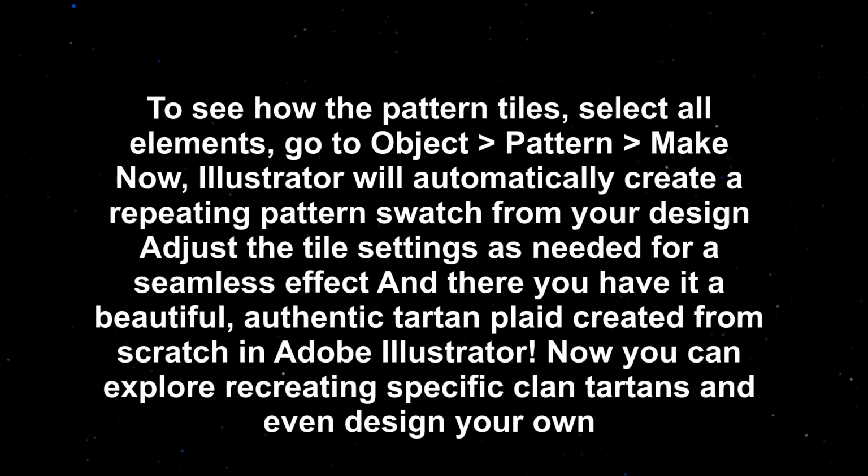To see how the pattern tiles, select all elements, go to Object > Pattern > Make. Now, Illustrator will automatically create a repeating pattern swatch from your design. Adjust the tile settings as needed for a seamless effect, and there you have it, a beautiful, authentic tartan plaid created from scratch in Adobe Illustrator.